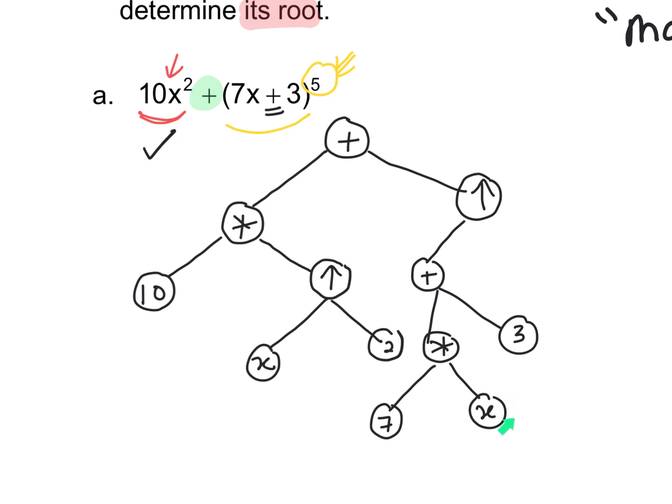So 7x plus 3 to the power of what? To the power of 5 here. So this one should be 5.